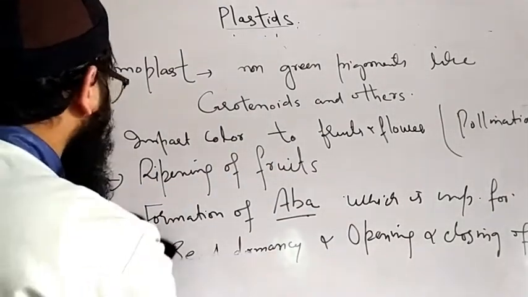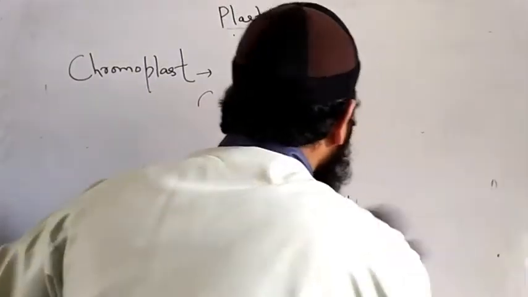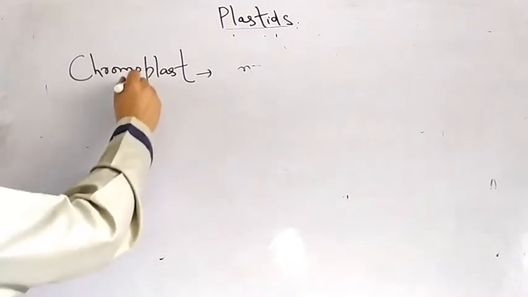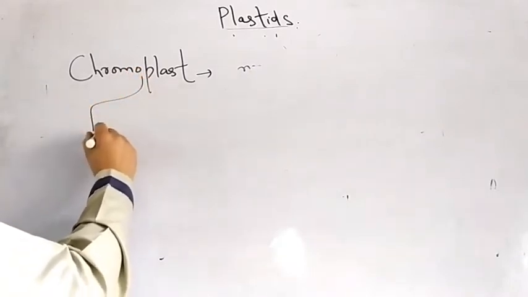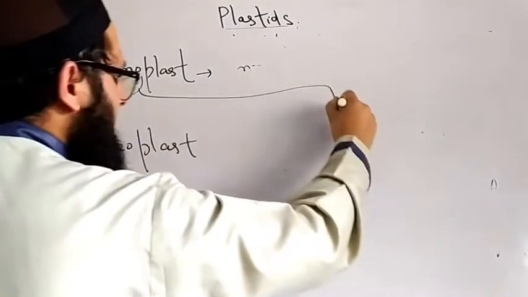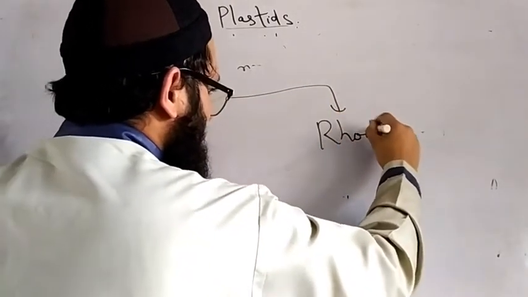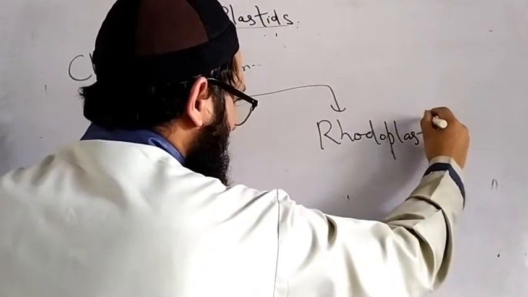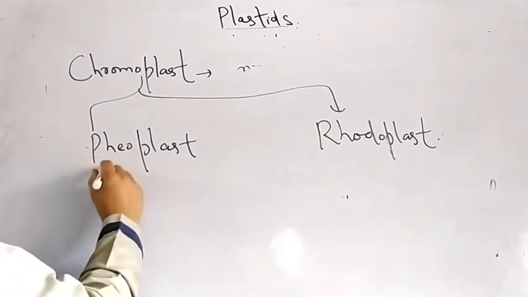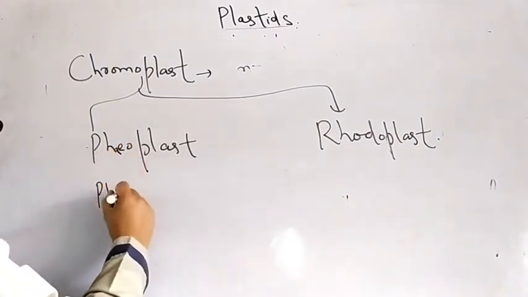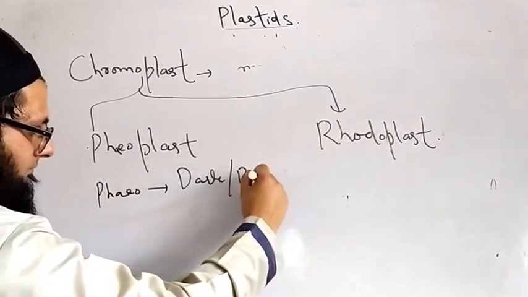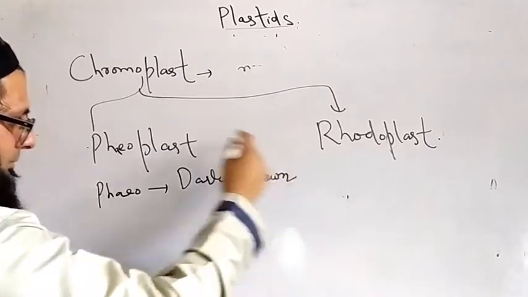So, let us see the types of these chromoplasts now. We got two types of these chromoplasts. One is pheoplast, second is rhodoplast. Pheoplast, pheo means dark or brown, plastid living.